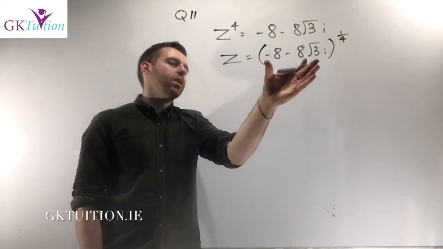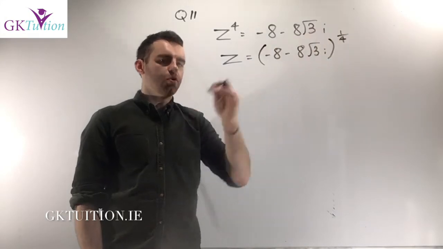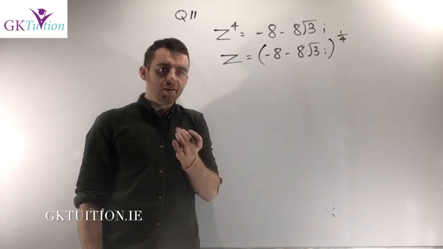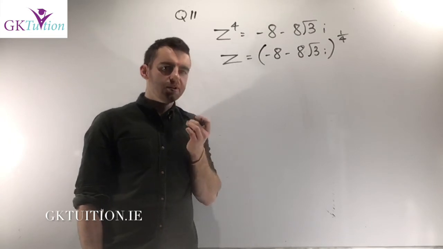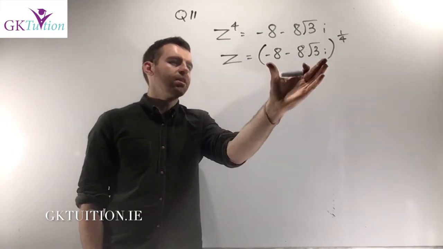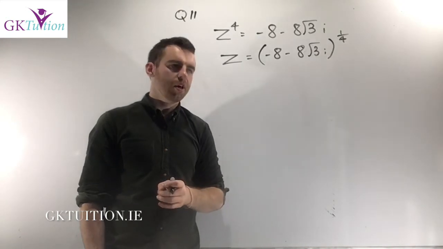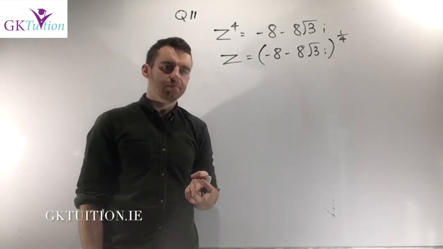Now, you should realise that if you have a complex number to the power of a power, then obviously what I need to do here is use de Moivre's theorem. But before I can use de Moivre's theorem, I need to write this complex number in polar form. So that's the first thing that we need to address.